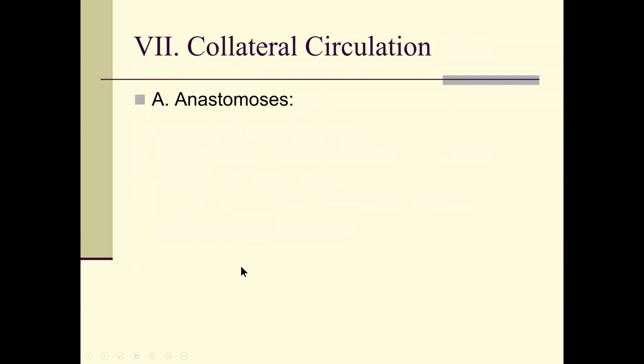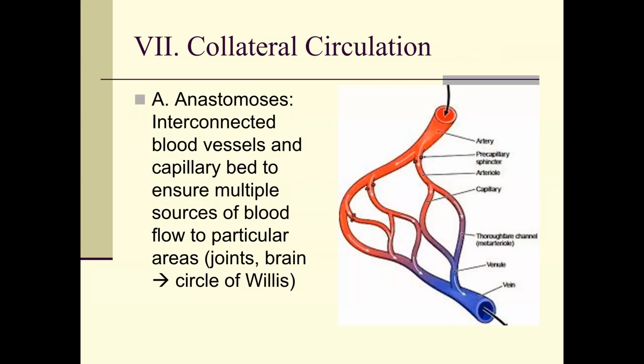Collateral circulation. We have a lot of collateral circulation. As you can see here, okay, if this would be an arteriole, and these are meta-arterioles because they have these sphincters here. And say we got a clot right here in this arteriole, or a clot right here in this arteriole. We have collateral circulation. We could still shunt blood around through here.